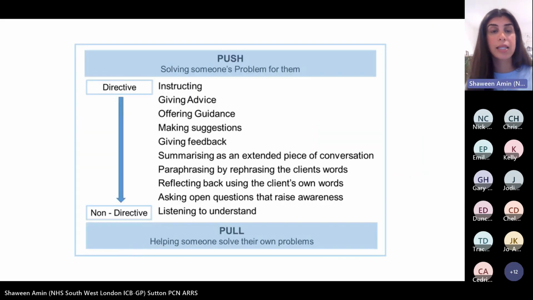So to bring this slide back, thinking about where the humanistic approach sits, it's very much, as I've said about probably 10 times now, non-directive. We're listening, we're asking the questions that raise awareness, and we're reflecting back using the client's own words. We're not interested in solving someone's problem for them because we believe they can do that themselves.